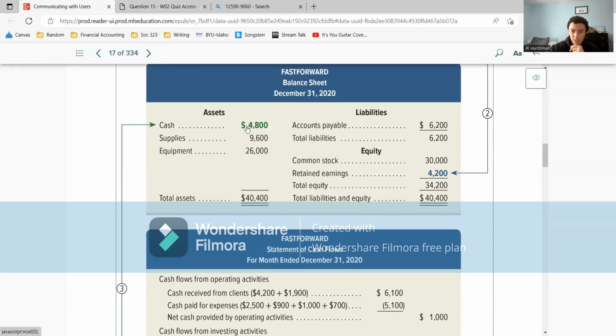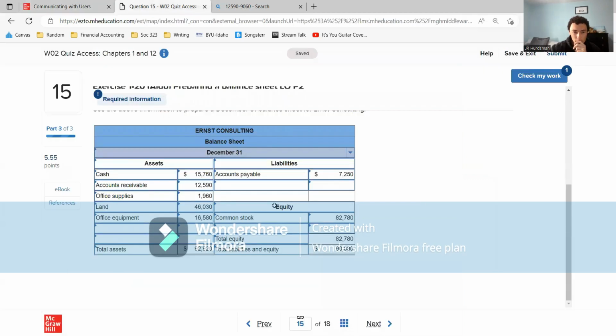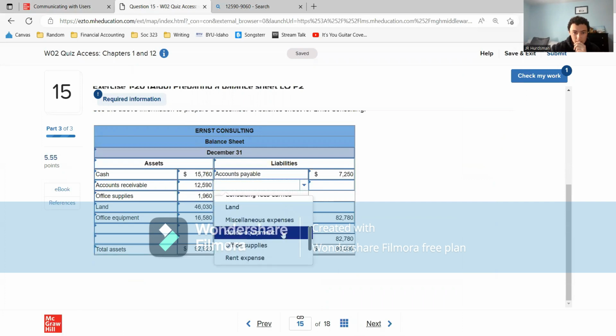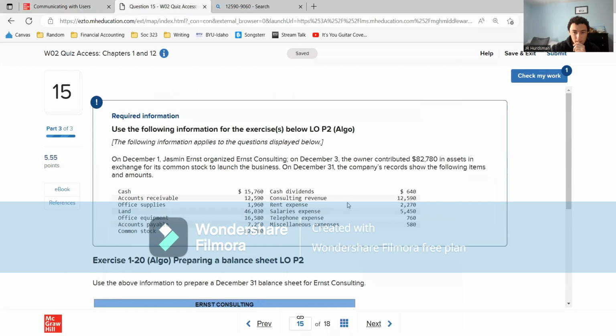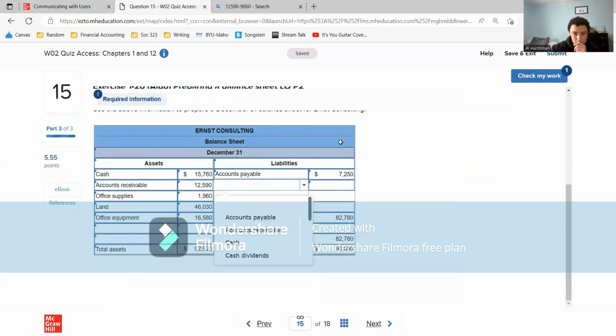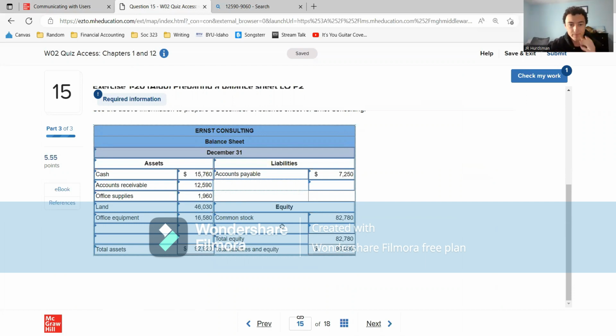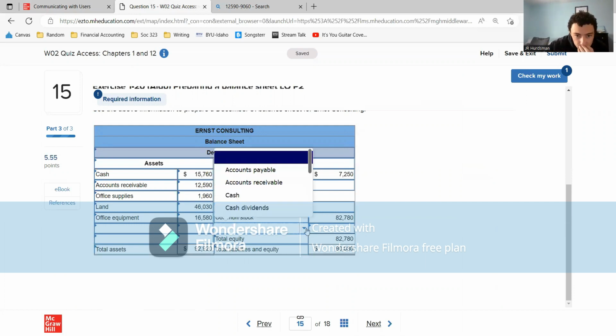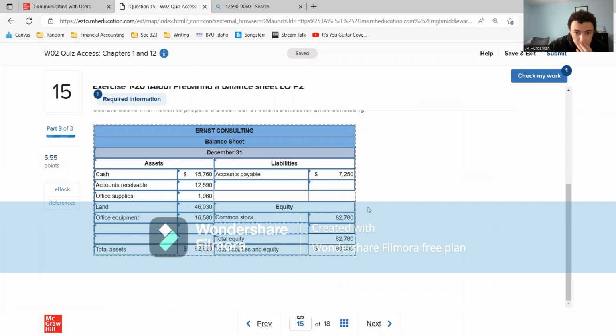Dang, it was going so smooth till this one. All right. I don't know. For me personally, I feel like it's got to be something about this total liabilities, but I don't know how to put that in because there's not really one for that right here. So I guess it can't be that. And then equity, I feel like it could only be that.